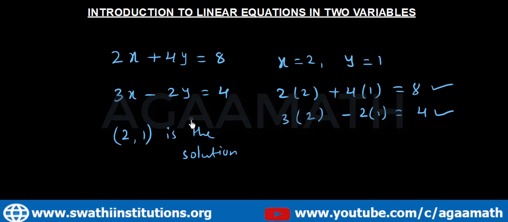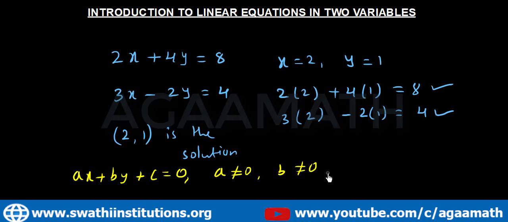So we can find the solutions for different linear equations in two variables. A pair of linear equations in two variables is said to be simultaneous linear equations. Then what is the general form of linear equations in two variables? The general form of a linear equation in two variables is ax plus by plus c equals 0, where a is not equal to 0 and b is not equal to 0, and a, b, c belong to real values.